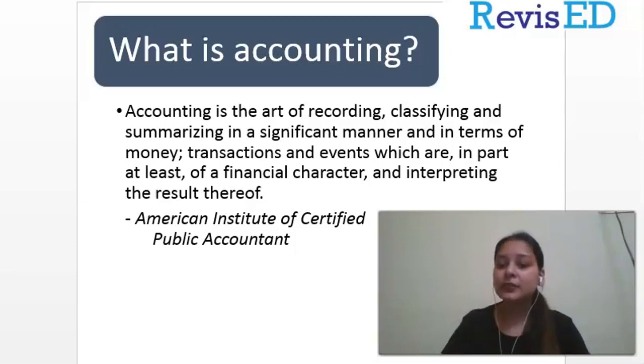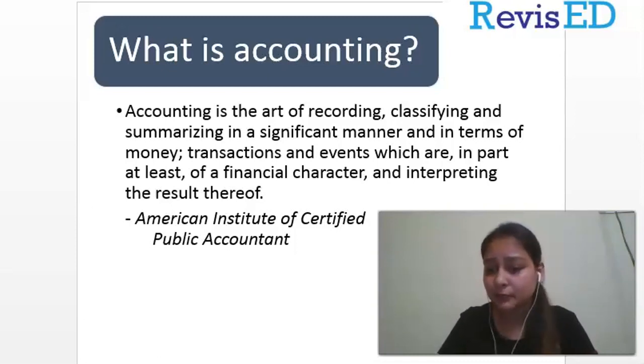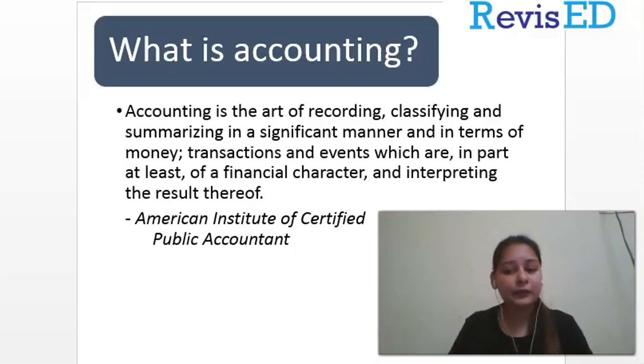Okay, so in a significant manner and in terms of money. If there is something which has happened in the organization that I cannot count in terms of money, I cannot record it. Let's say my employees have gone on strike, I cannot record it in terms of money. Yes, there will be a loss of production. That production I can record: today production was not 100, today production was 50 units. Why it happened, that I cannot record in accounting.